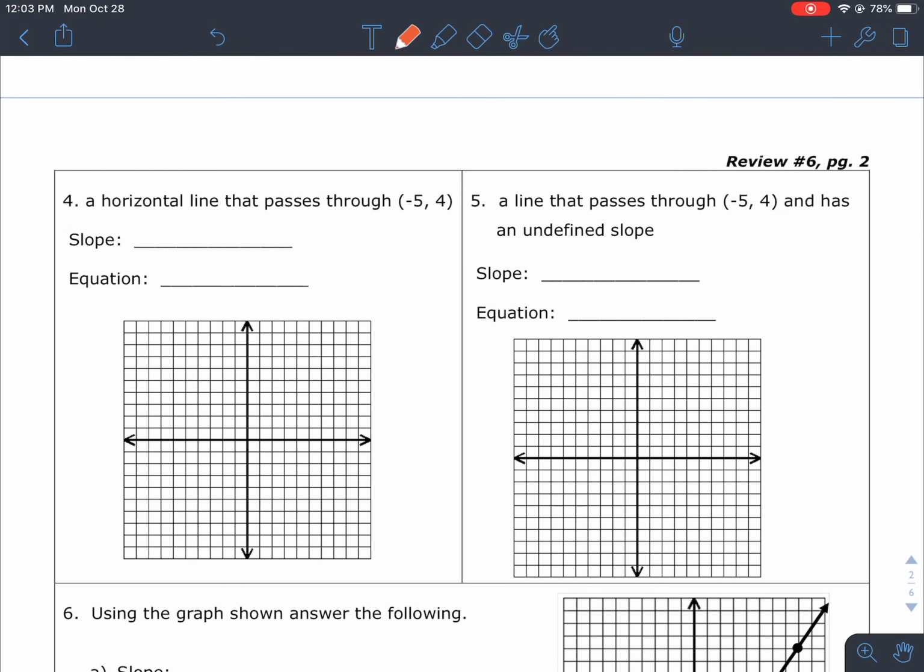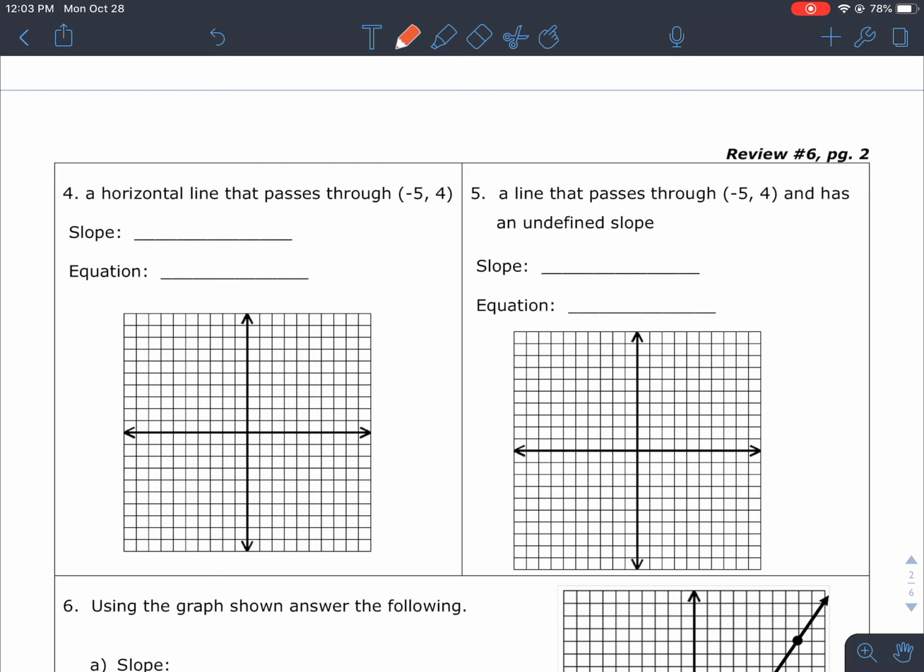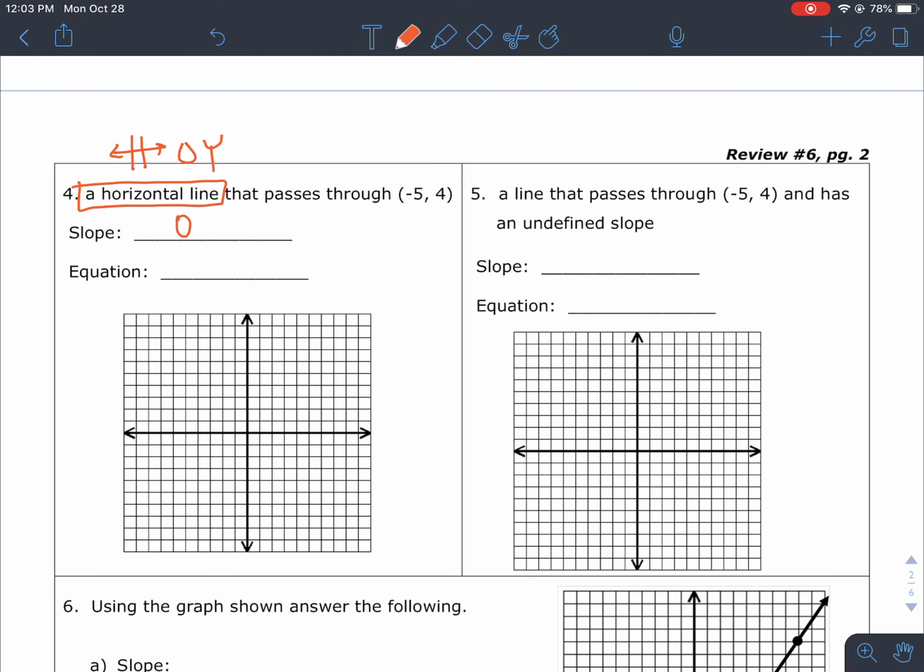Number 4, a horizontal line that passes through -5, 4. Well, I know that whenever I have a horizontal line, that's going to be HOY. So I know I'm going to have a 0 slope, and my equation is going to be y equals whatever my y value is, 4. So I'm putting a point at -5, 4, and then I'm going to draw a horizontal line through.